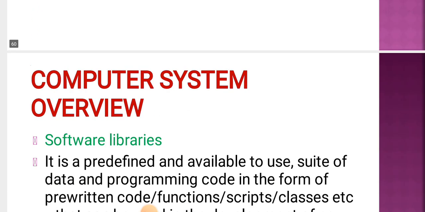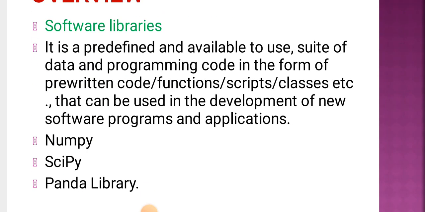And the last one is software libraries. We know what is meant by libraries. It is a predefined and available-to-use suite of data and programming code in the form of pre-written code, functions, scripts, classes, etc. that can be used in the development of new software programs and applications.